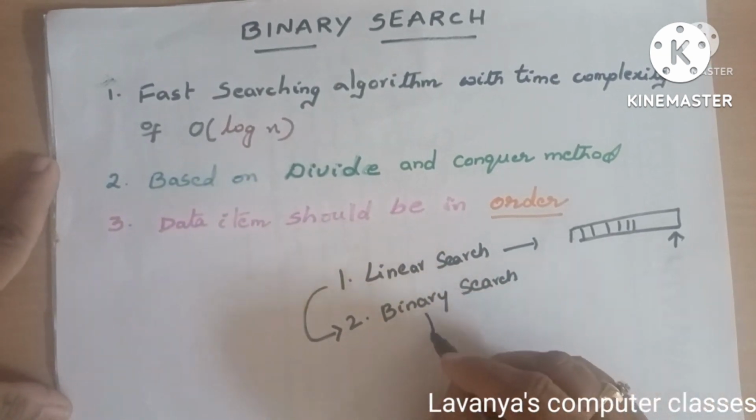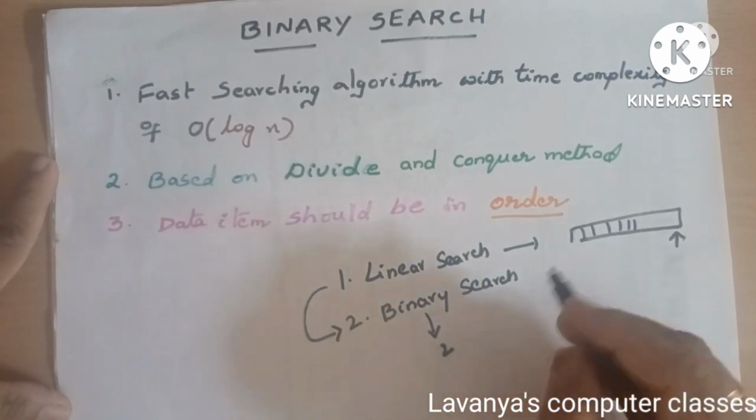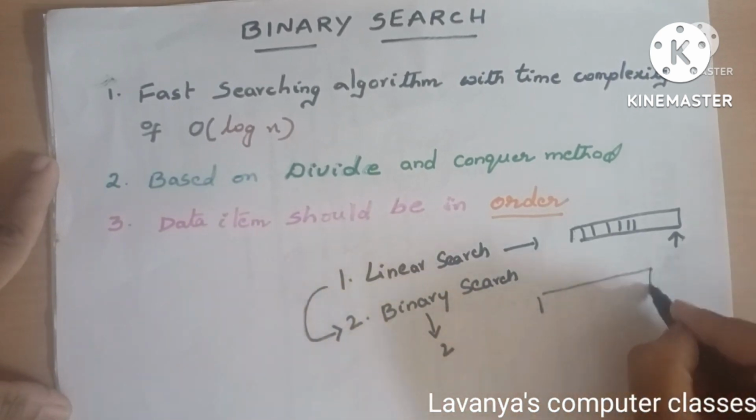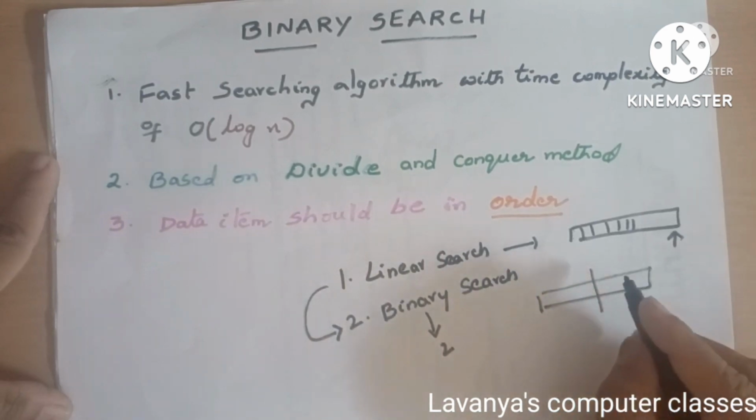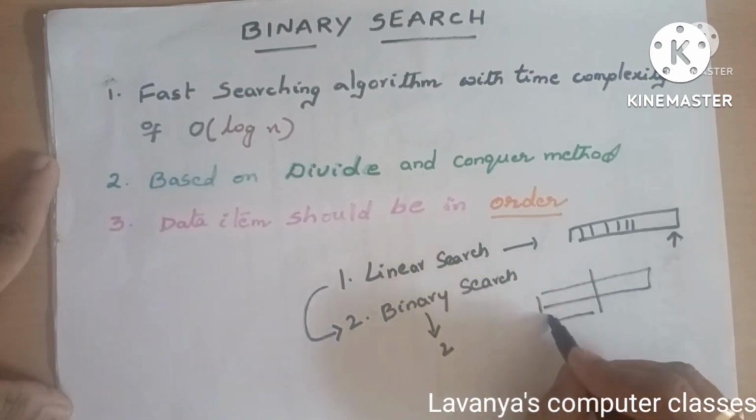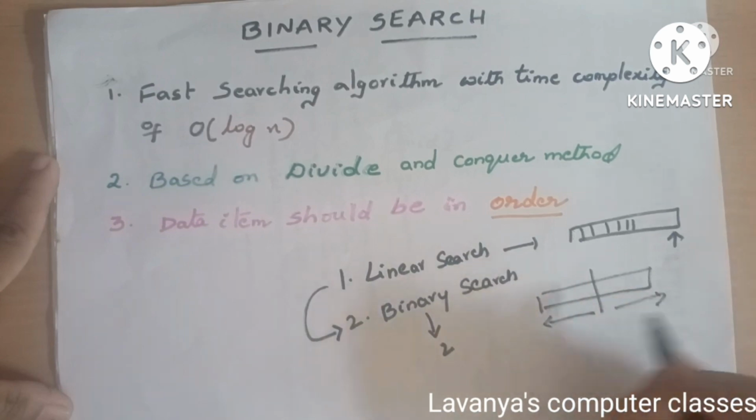What is binary? Binary means 2. Here the list of elements will be divided into 2 parts. Either we search for the element in this part or in the other part.